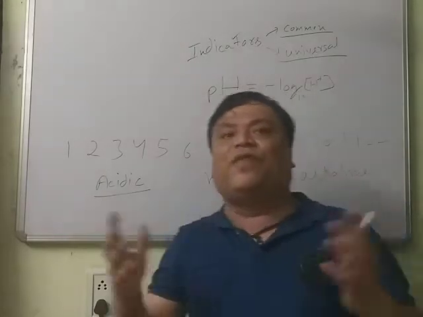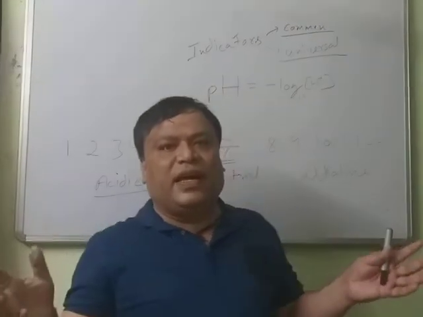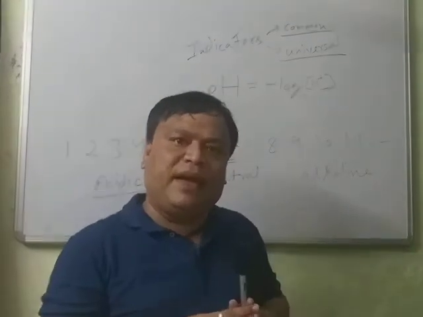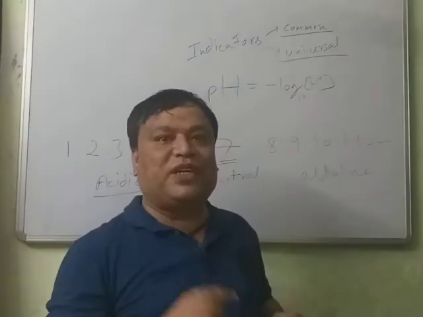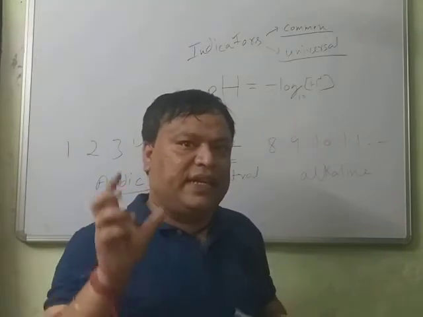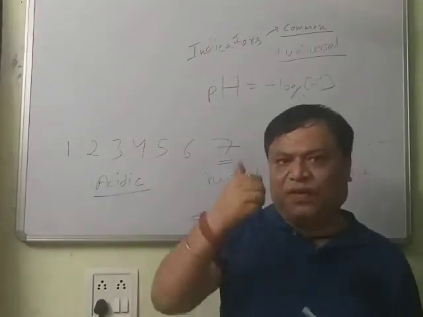Litmus paper, phenolphthalein. Phenolphthalein gives you pink color in an alkaline medium and it remains colorless in the acidic medium, which we have seen in the fountain project. I have done that fountain thing and that magic thing by using phenolphthalein.